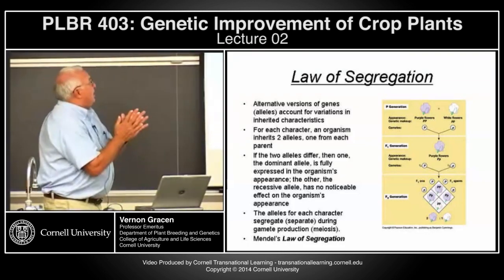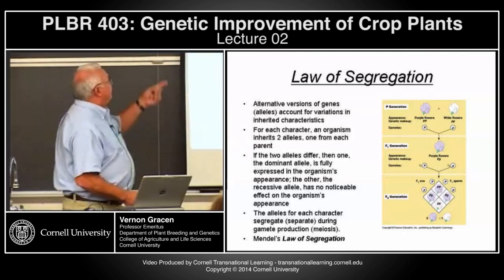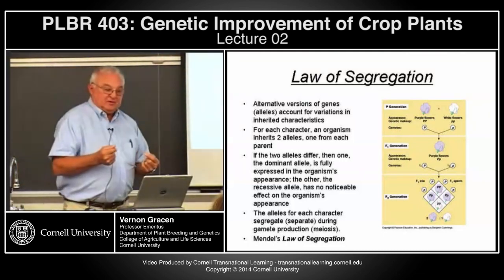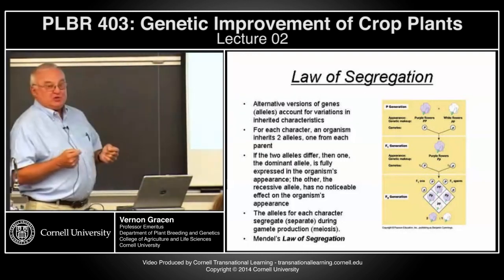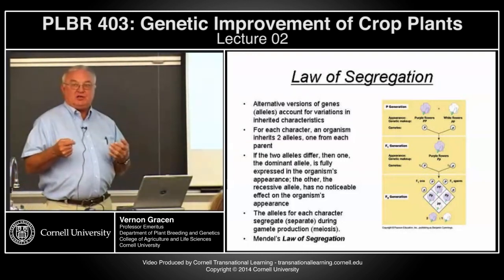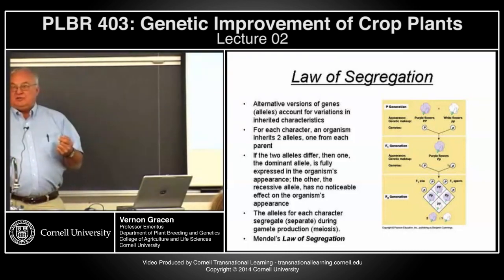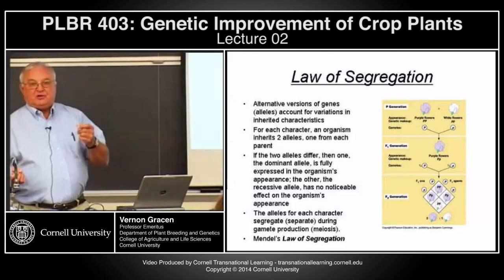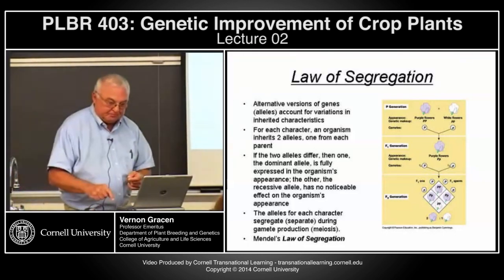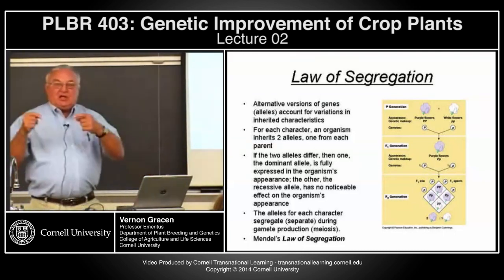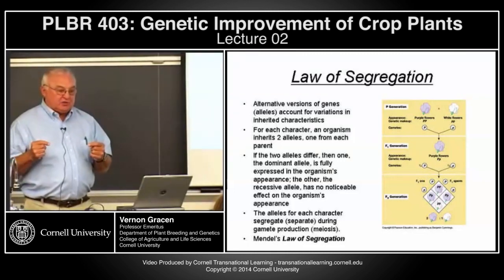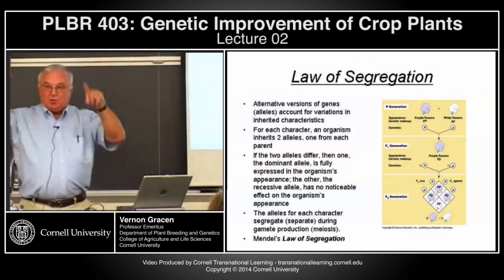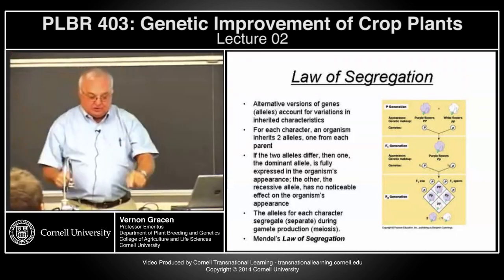From this, he deduced that genes occur in alternate versions within individuals. Of course, he didn't call these genes or alleles, but he said for each trait that controlled inheritance, there are alternate versions. For each character, each trait, an organism has 2 different versions, or 2 alleles, and one of those alleles comes from each of the parents.